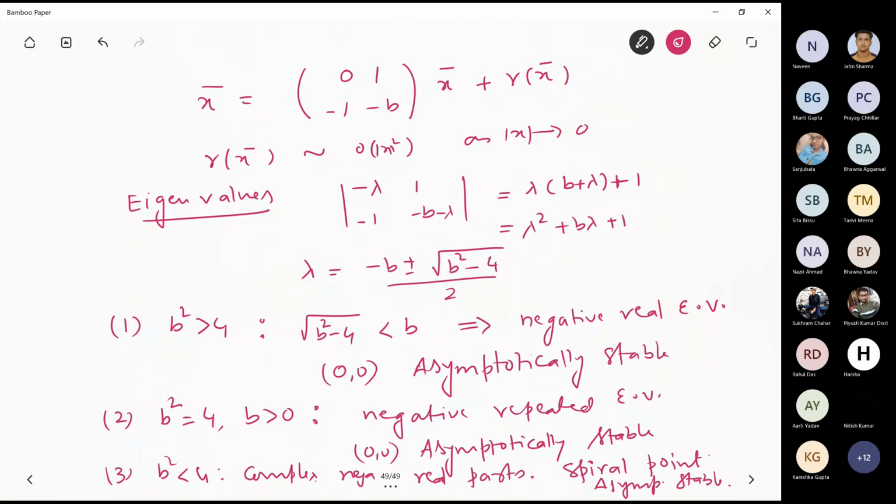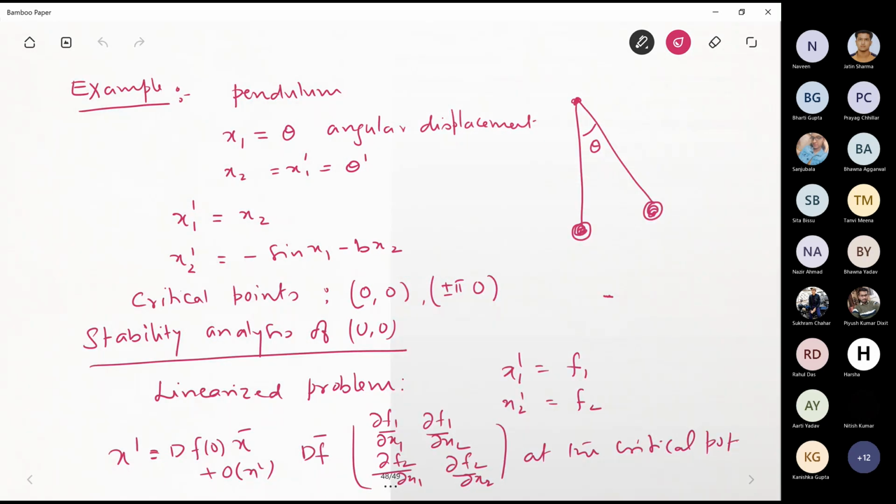0, 0 is going to be asymptotically stable in all the cases. Now in the simple pendulum case, when x1 is 0 and x2 is 0, that means the pendulum is at rest. x1 equals 0 means angular displacement is 0 and angular velocity is 0. That means it is just at rest. Therefore, it is going to be stable. It's not going to move.